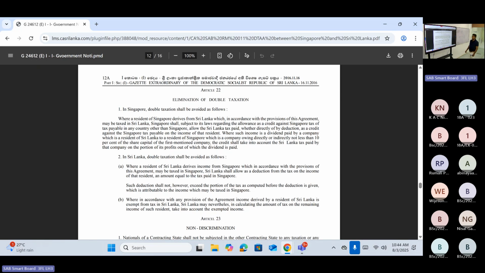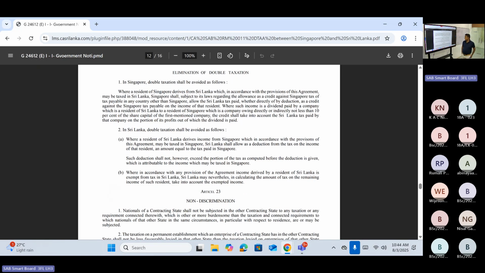Right? Where in accordance with any provision of this agreement, income derived by a resident of Sri Lanka is exempt from tax in Sri Lanka, Sri Lanka may nevertheless, in calculating the amount of tax on the remaining income of such resident, take into account the exempt income.